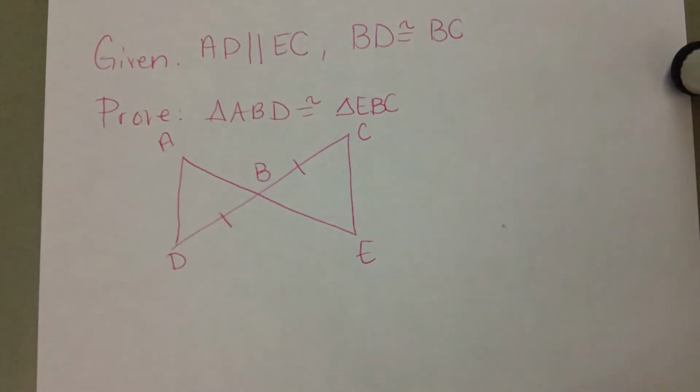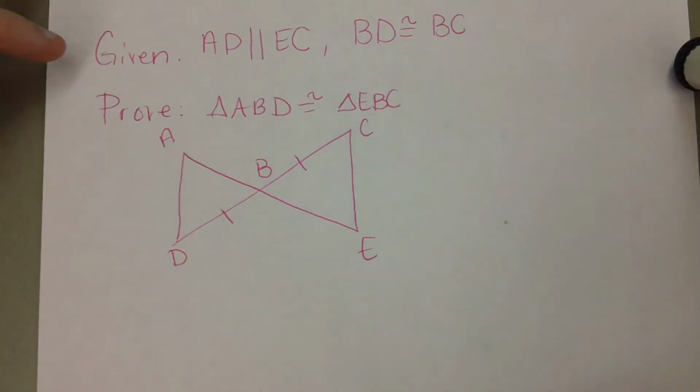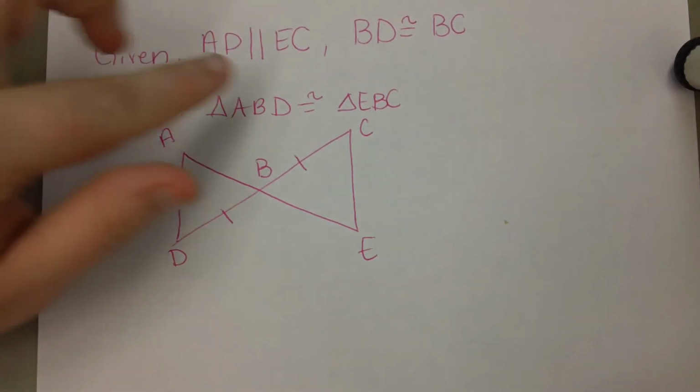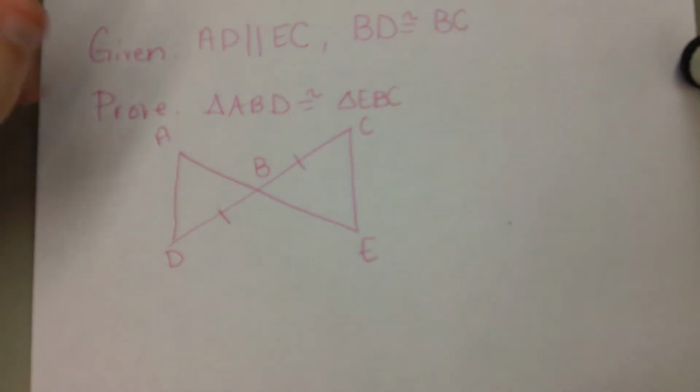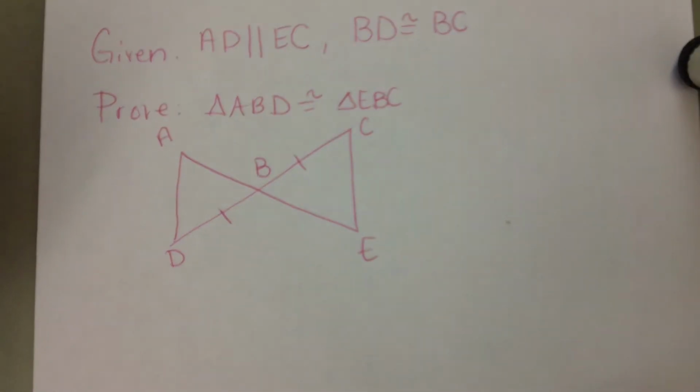We're going to be working on writing a proof using one of the methods: side-side-side, side-angle-side, angle-side-angle, or angle-angle-side. So here we have a proof that started. We're given that AD is parallel to EC and that BD is congruent to BC, and we want to prove that triangle ABD is congruent to triangle EBC.